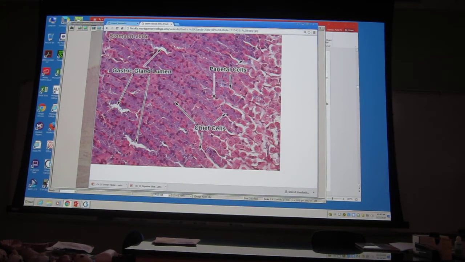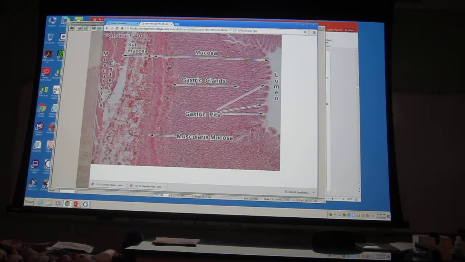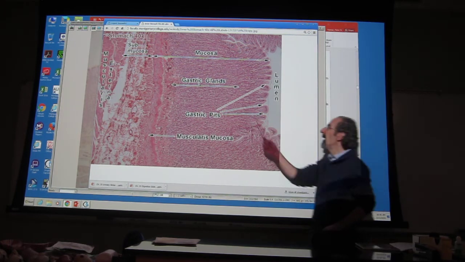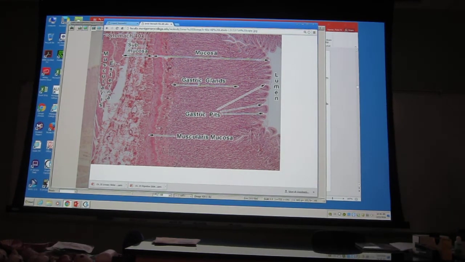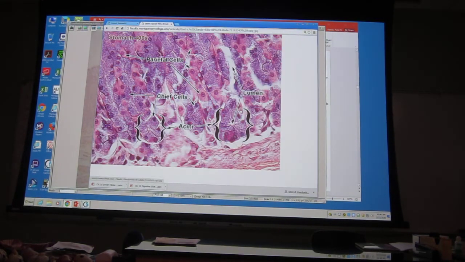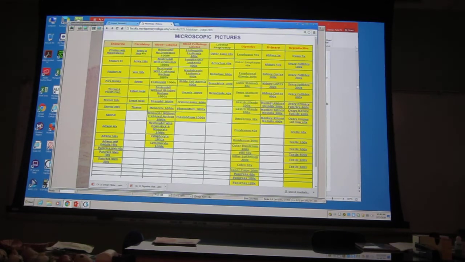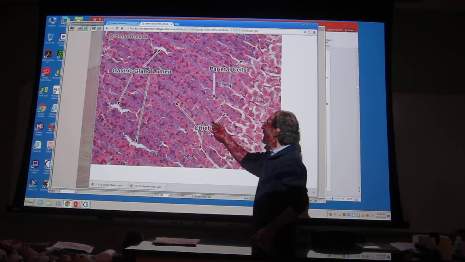In the next slide, he shows you detail of the parietal and chief cells in the gastric gland. So where are we here? If you go back to this slide, we are now in this region. We're going to be zooming in on this area where the gastric glands are. So now we are in the gastric glands.